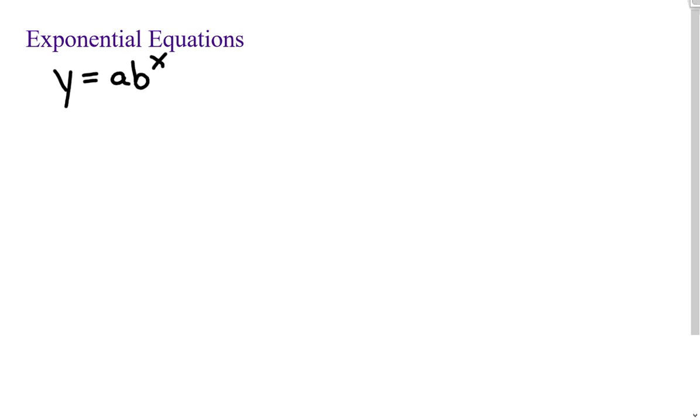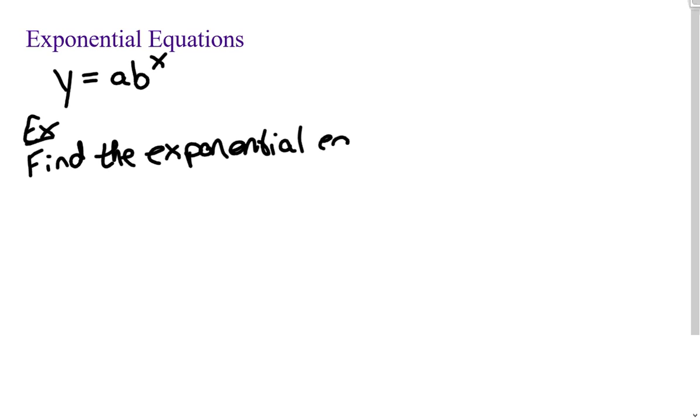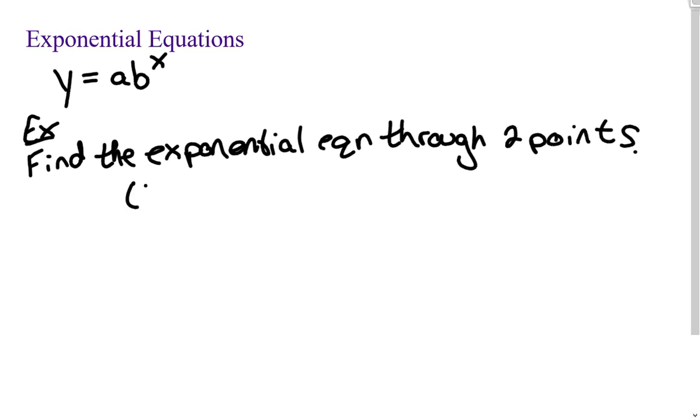So this would be a typical example that you would see. The example would state, find the exponential equation through 2 points, being (1, 35) and (3, 1,715). So this is a very traditional problem. I can give you any 2 points.